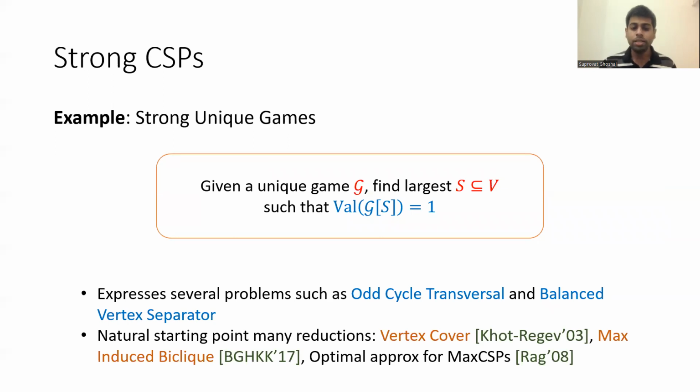Furthermore, strong unigames itself is a natural variant of unigames. We can think of it as a vertex deletion variant of unigames, and it's also useful as a starting point for many reductions to problems which require some sort of global structure. For example, the hardness reduction of Khot and Regev for vertex cover, the hardness of maximum induced bicliques by Bhangale et al., the optimal inapproximability results for max CSPs of Raghavendra. All of these results use strong unigames as a starting point.